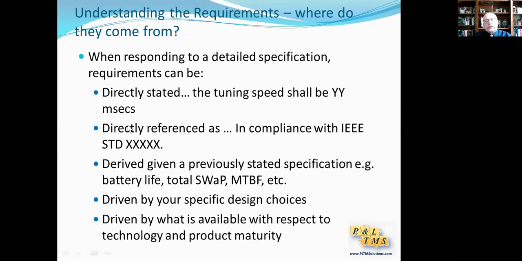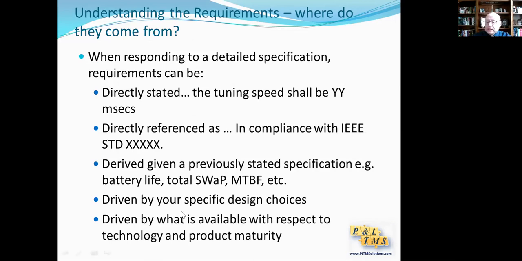So the first is, where does it come from? Where do the specifications come from? Now, the specifications can come from many places. In my world, the government would provide us a very specific set of requirements, and the requirement could be directly stated. In other words, the tuning speed shall be whatever milliseconds. Or the requirement could be referenced. The reference could be, let's say, in compliance with an IEEE standard, whatever.